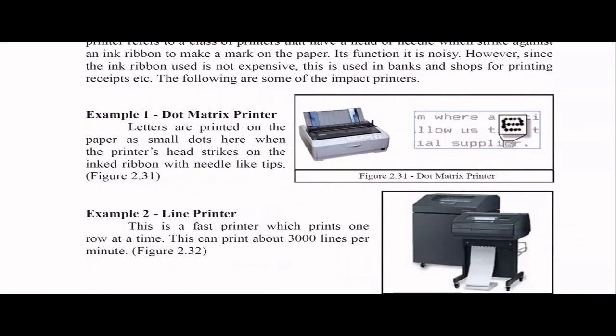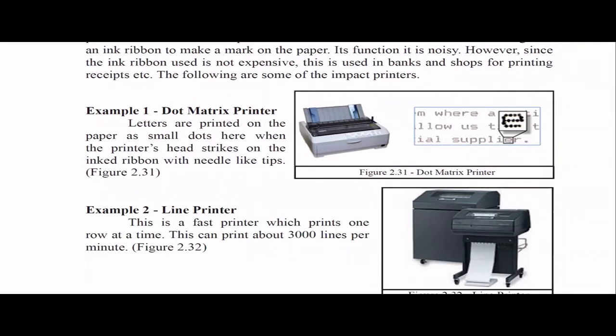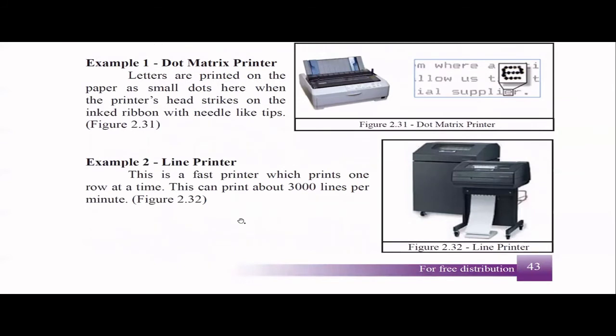When it comes to impact printers, there are different types, like the dot matrix printer. Using dots, the letters are printed on the paper. The printer's head strikes the ink ribbon with the needle, making dots. If you look carefully at a letter, you can see it is a combination of a few dots. Then comes the line printer. It is faster than the dot matrix printer, and it prints a row at a time. They say 3,000 lines in a minute, but this performance can vary.